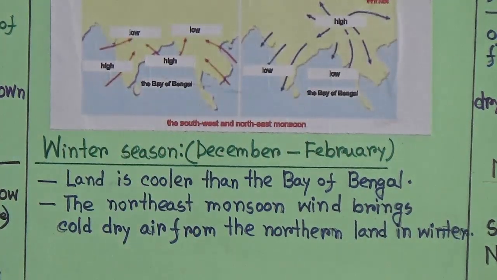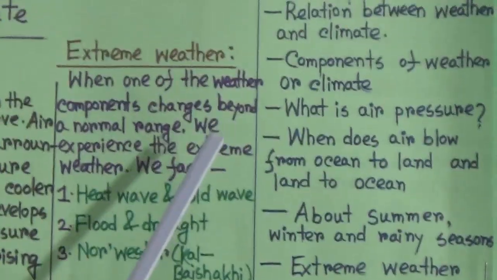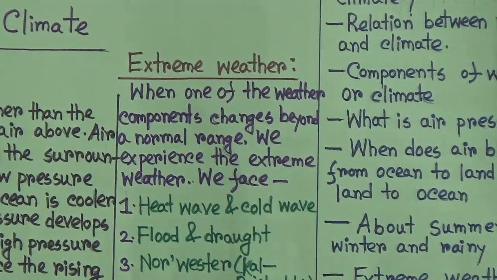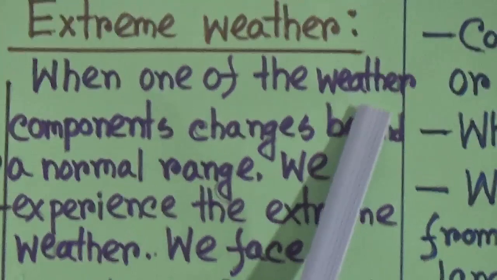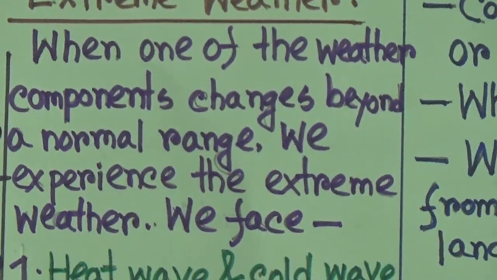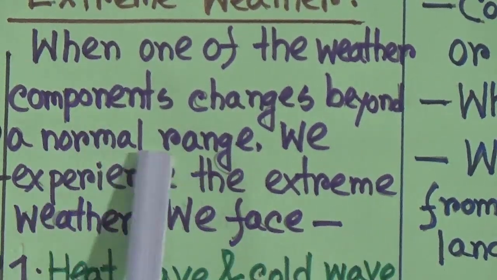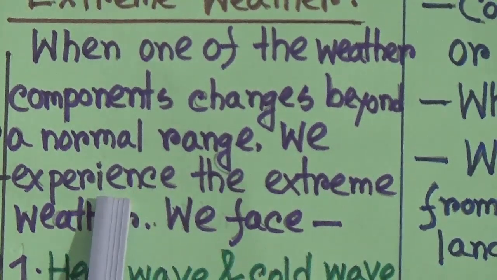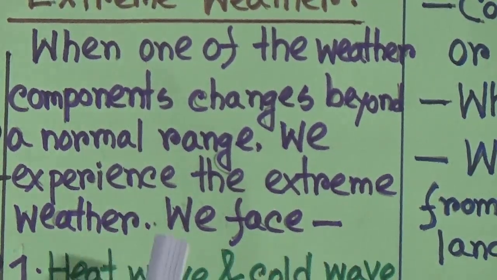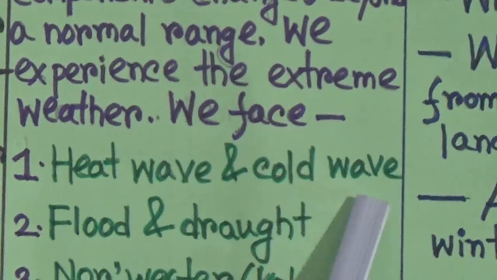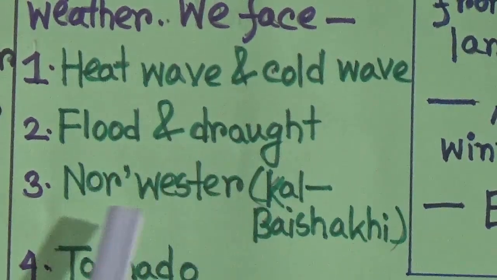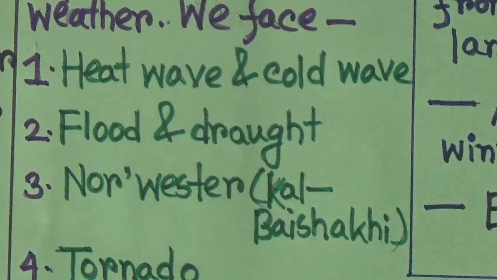Now comes our next topic, extreme weather. These are the components of weather and climate. When one of the weather components changes beyond a normal range, we experience extreme weather. In Bangladesh we normally experience heat wave and cold wave, flood and drought, nor'wester or kalboshaki, tornado, and cyclones.